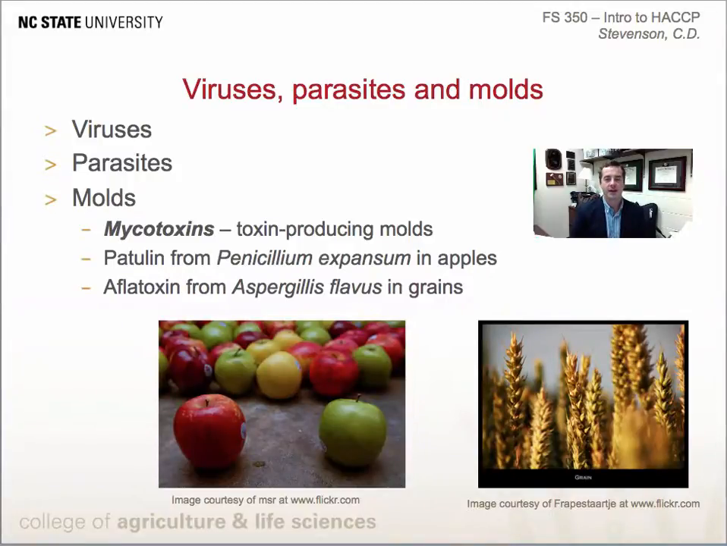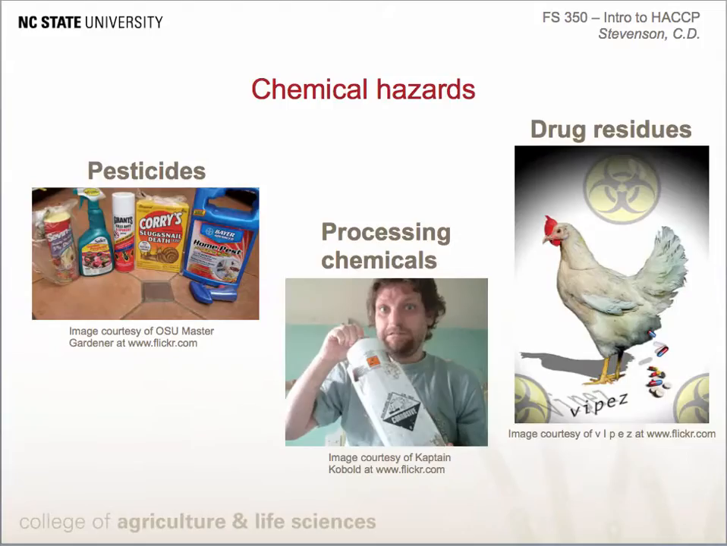The growth of the fungus Aspergillus flavus on grains consumed by livestock can cause aflatoxin residues in meat and milk products. Recent work has also shown that spices added to meat products can be a significant source of aflatoxin if the spices had been contaminated by mold. Let's move on to chemical hazards.